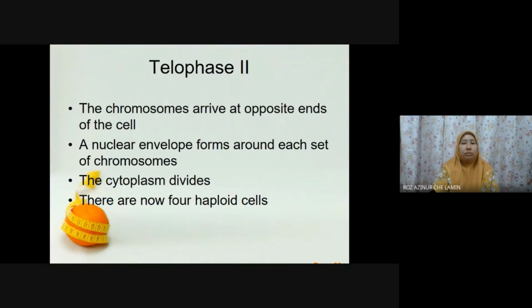Now at telophase 2, the chromosomes arrive at opposite ends of the cell. The nuclear envelope forms around each set of chromosomes. The cytoplasm also starts to divide, and now 4 haploid cells have been produced.